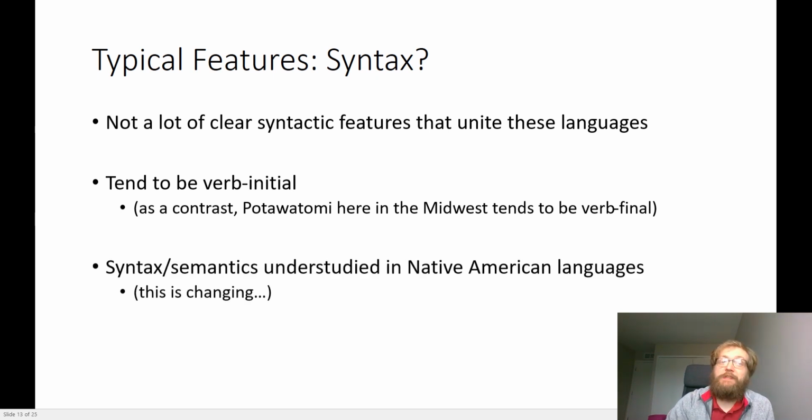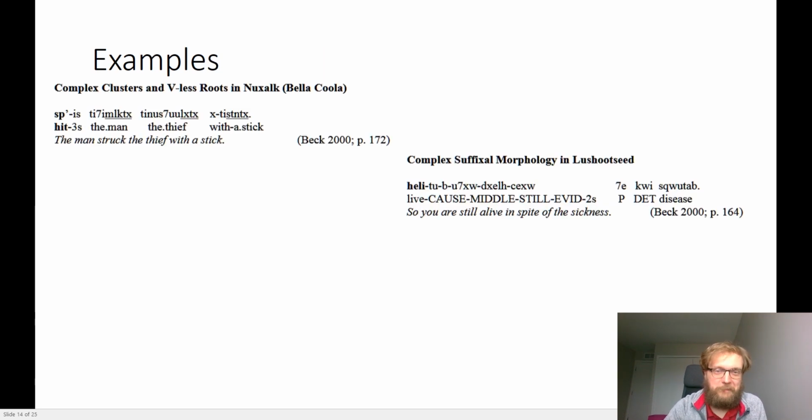Also, just generally speaking, semantics is way, way understudied in the endangered and minority languages of the world. However, this is changing. I'd like to give a couple examples of just some really complex consonant clusters and roots without vowels, as well as suffix morphology, all sorts of the wonderful complex pieces of these languages.